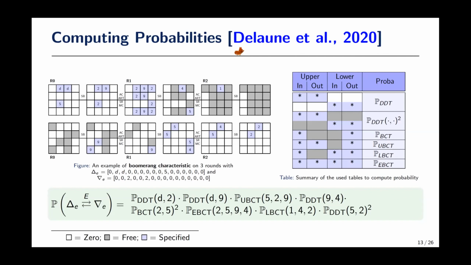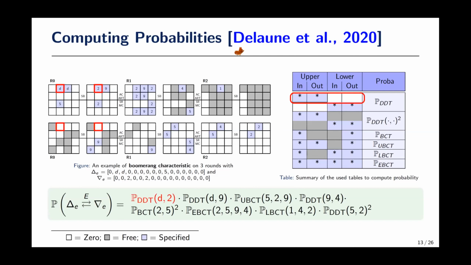What we need to do here is look at where we have the boomerang upper shell and the boomerang lower shell with the input difference and the output difference, and we look at where they are, in the input or the output, in the upper or the lower shell, and which differences are set to 0 or 3 or a specific value. After that, we look at the summarized table here to see which property they correspond to.